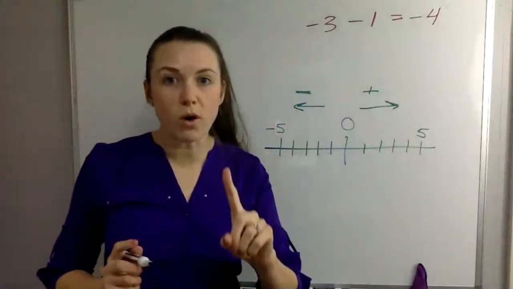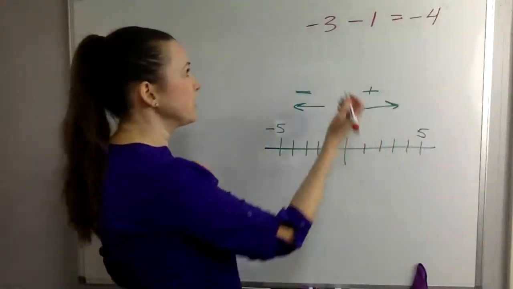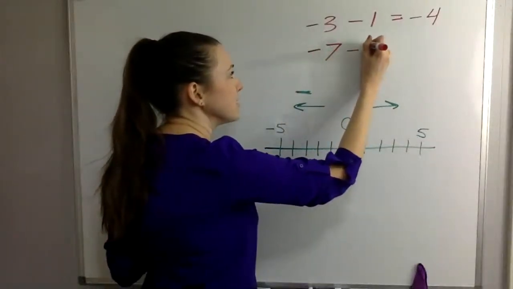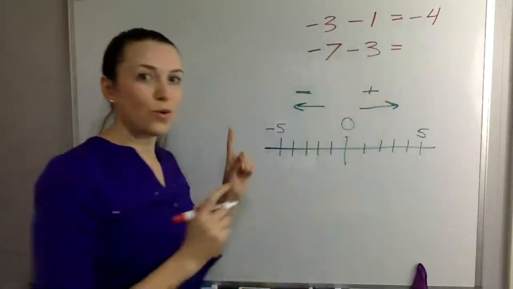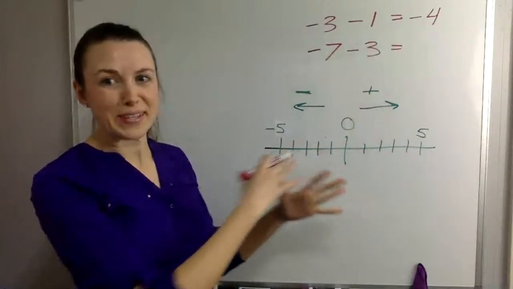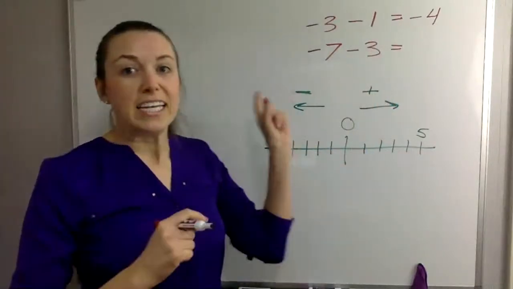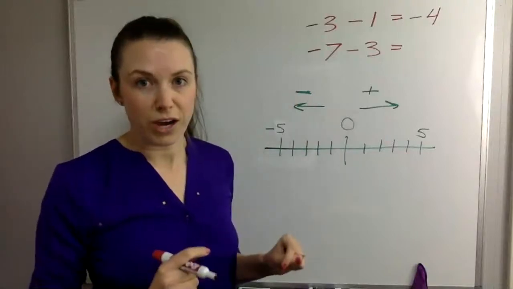Okay, we're gonna do one more like this. So we're going to say -7 minus 3. Okay, so it's not on the number line. It goes a little bit past my number line. See if you can figure it out. Type the answer in the chat. -7 minus 3.